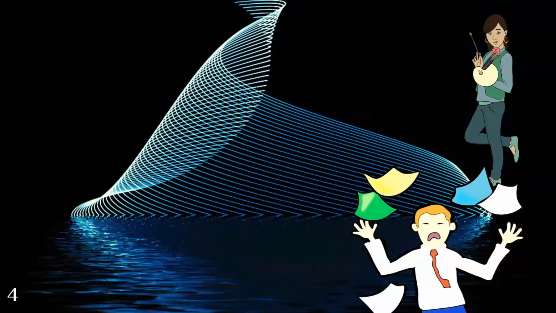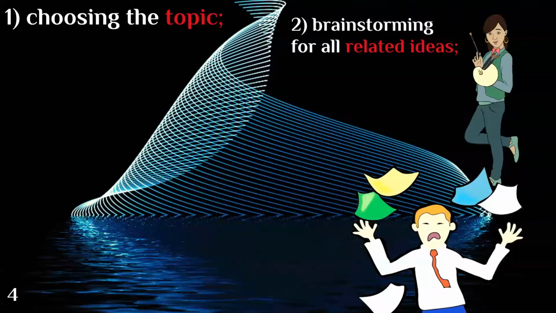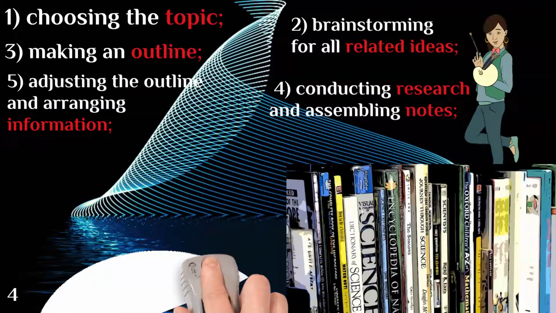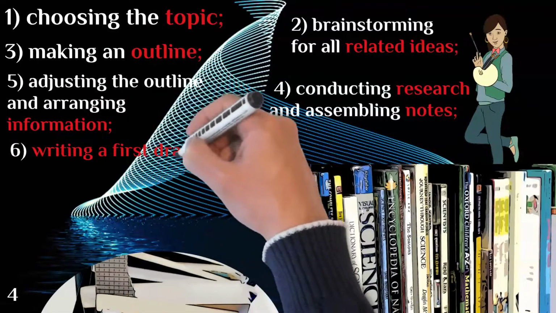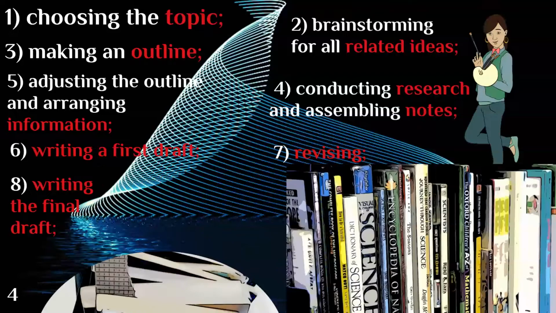Approach the small tasks with a plan, using the writing process. The following steps are involved. 1. Choosing the topic. 2. Brainstorming for all related ideas. 3. Making an outline. 4. Conducting research and assembling notes. 5. Adjusting the outline and arranging information. 6. Writing a first draft. 7. Revising. 8. Writing the final draft. And 9. Proofreading. The way that you gather information together and present it in a report is like what you are required to do when compiling information for an essay, either as a take-home assignment or a test question.